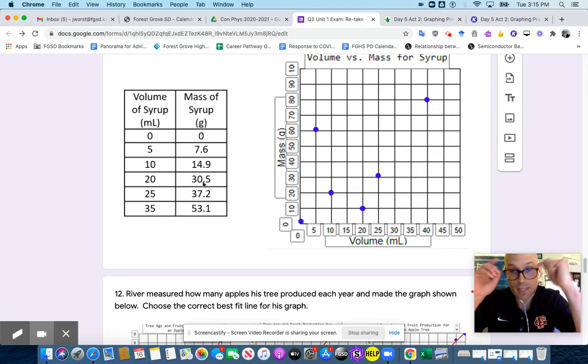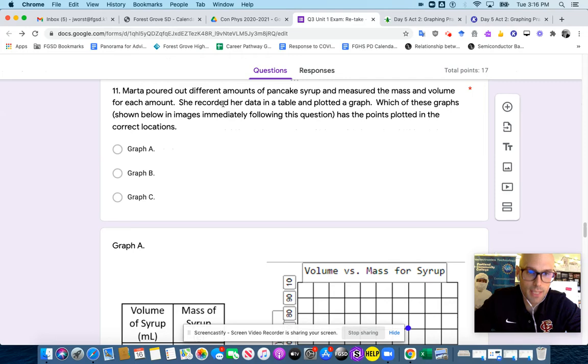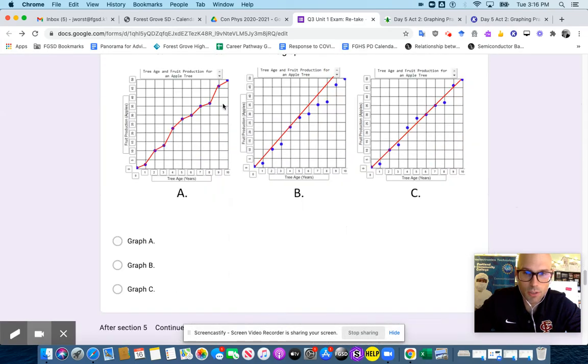Now, some things to notice are scales. That's how people try to be tricky. Look at the scale, because a data point, for example, this blue one right here, would be for a volume of 10 milliliters, the mass was 20 grams. So you'd look at the data table and see if that is true. If it's not, then that's probably not the right one. So graph A, B, or C, which one is correct?